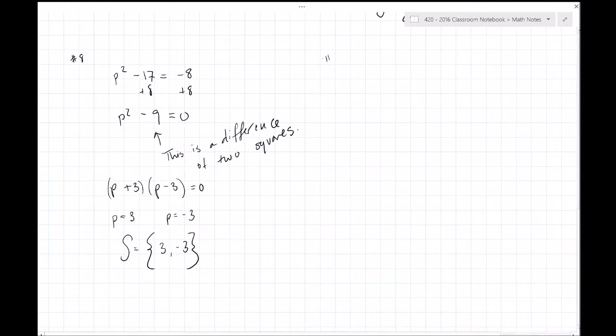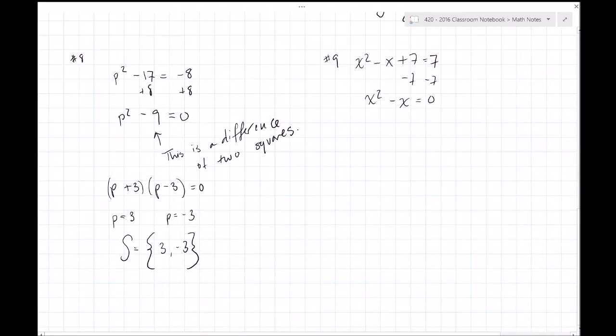Number 9. X squared minus x plus 7 equals 7. So, first thing we do, set it equal to 0. Subtract 7, subtract 7. X squared minus x is equal to 0.